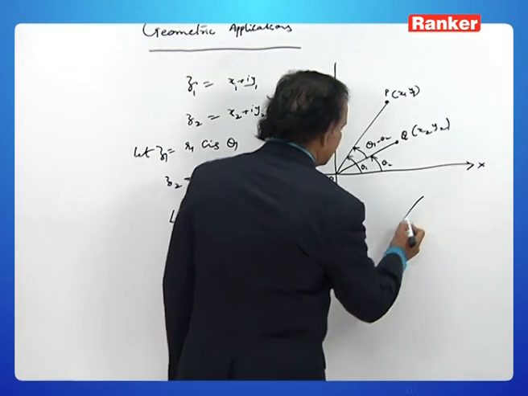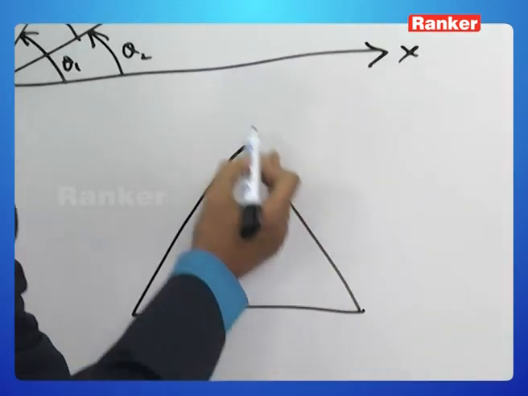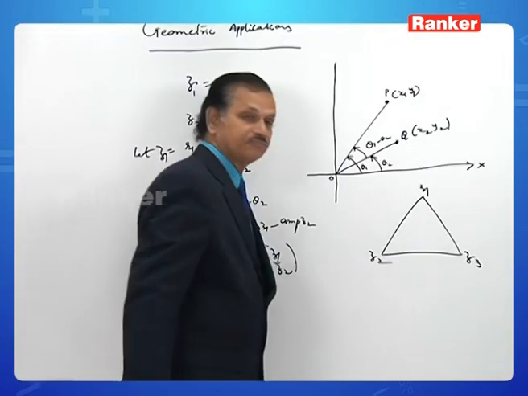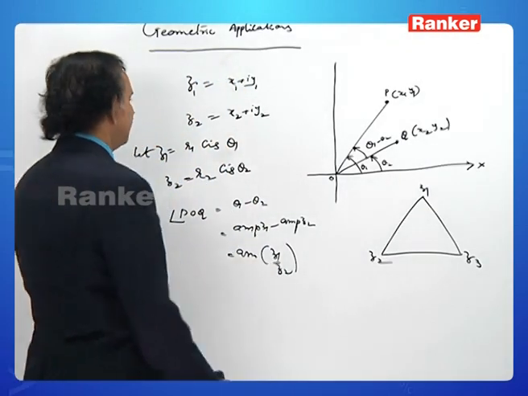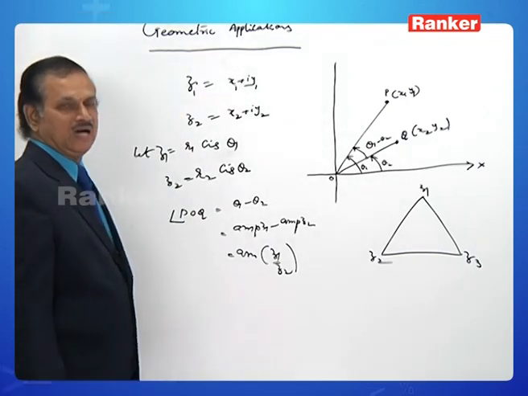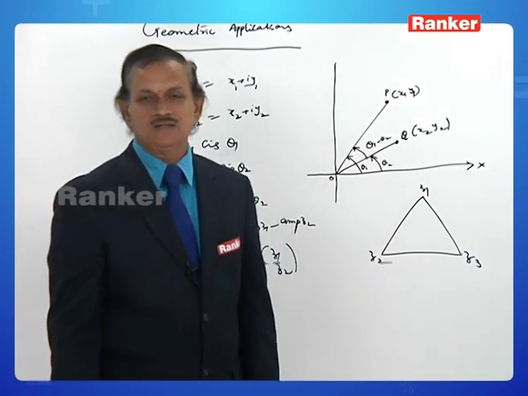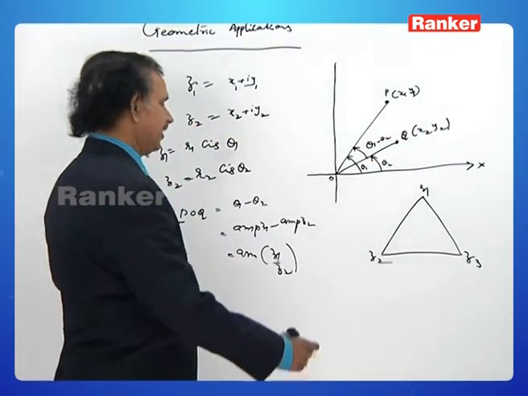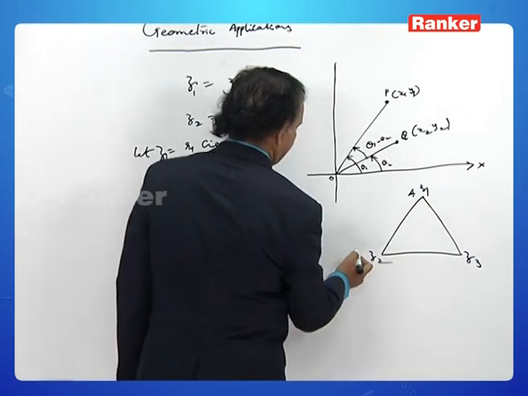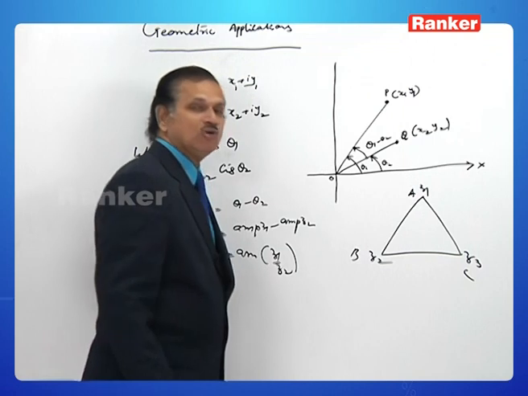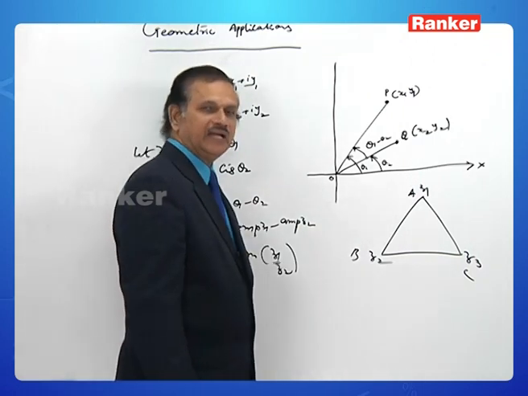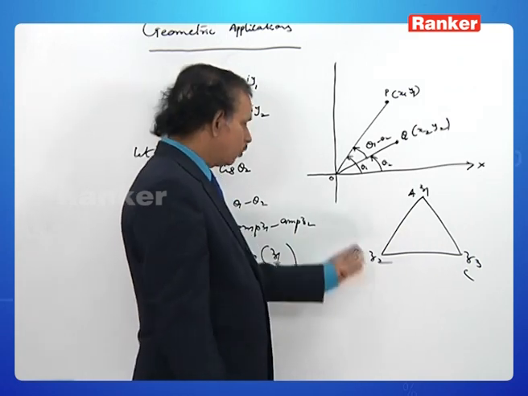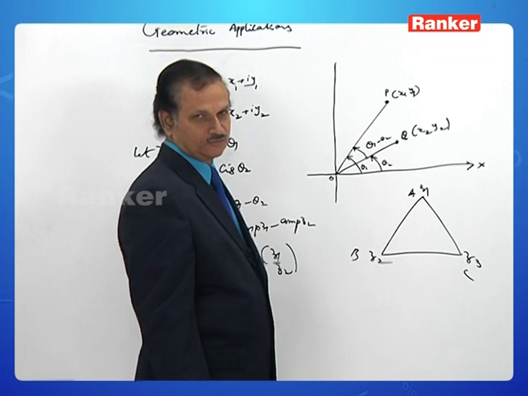Suppose you have a triangle, say Z1, Z2, Z3. By the by, if this is OP bar and this is OQ bar, what can you say about PQ bar? OQ bar minus OP bar, that is Z2 minus Z1. Okay, I am naming them: this is A, B, C. I would like to have the angle at B, angle ABC. What is BA bar? Z1 minus Z2. What is BC bar? Z3 minus Z2. Isn't it?